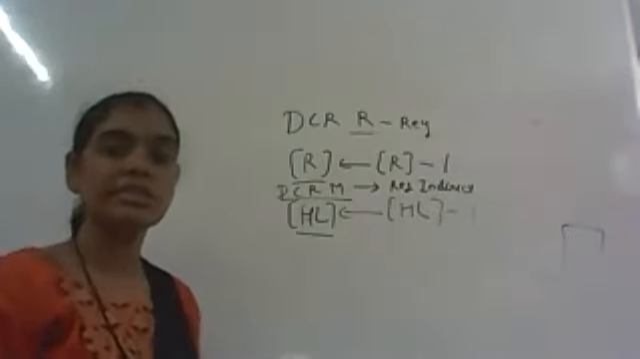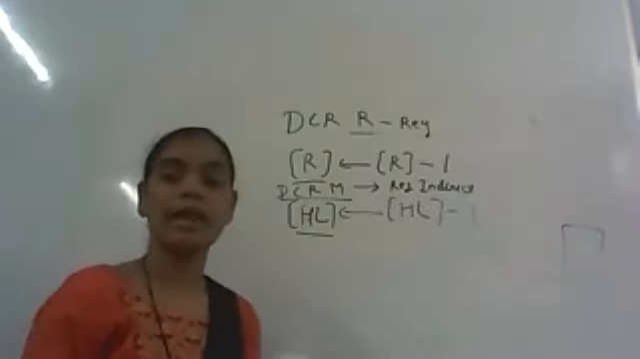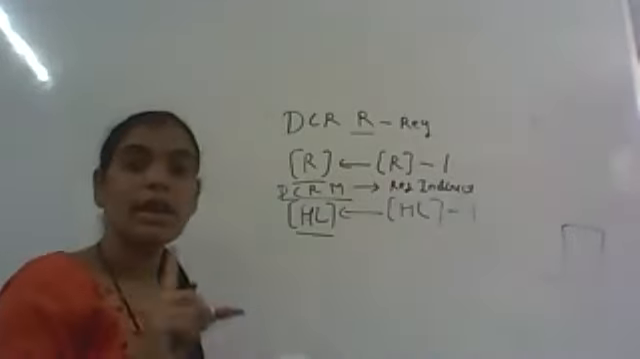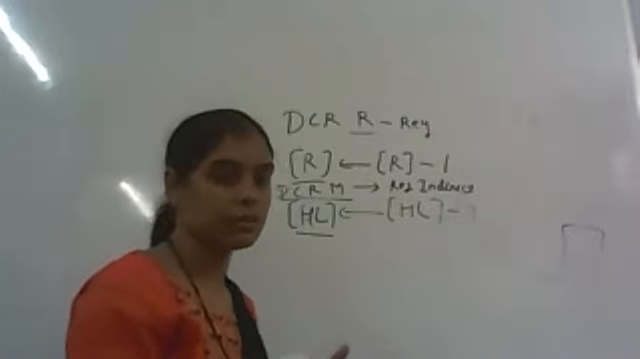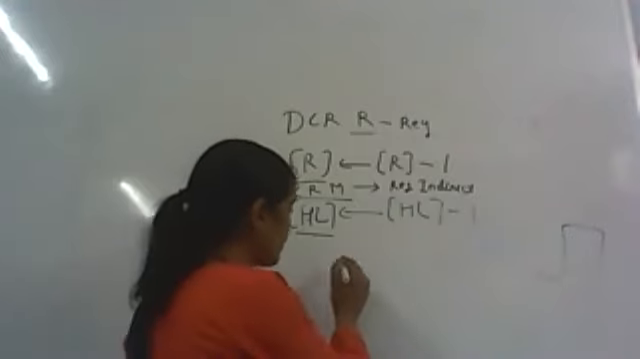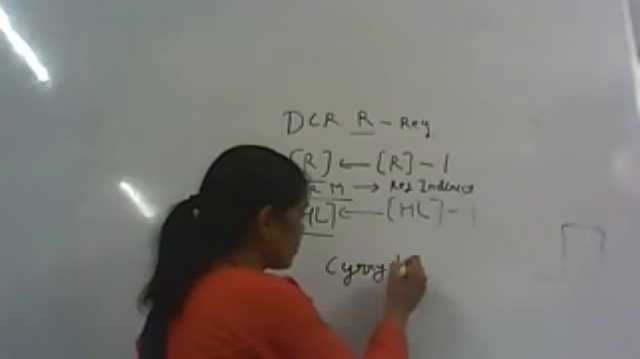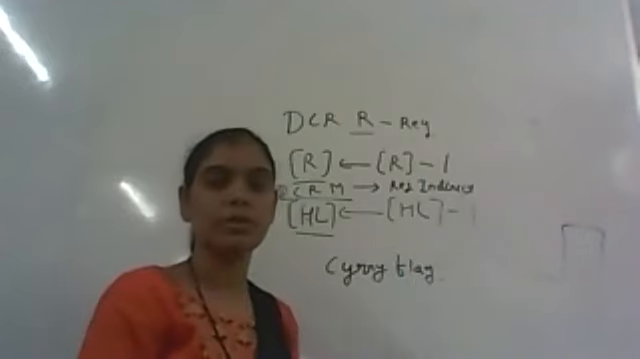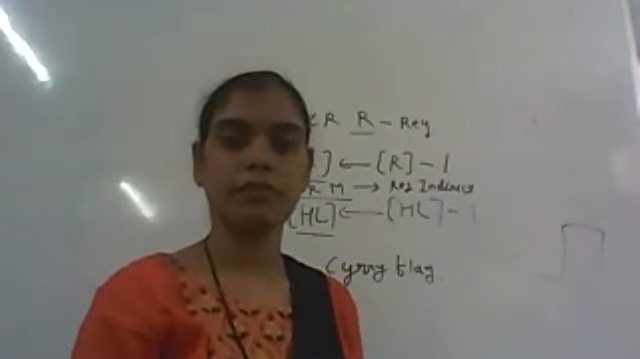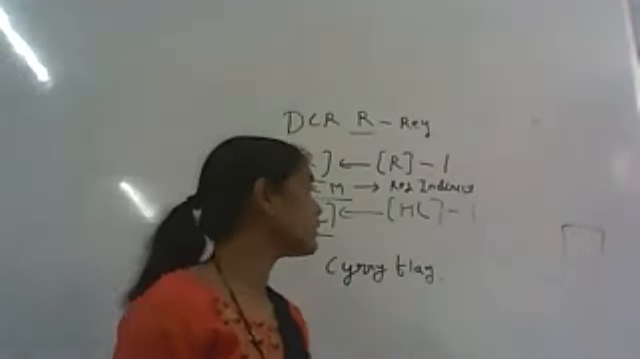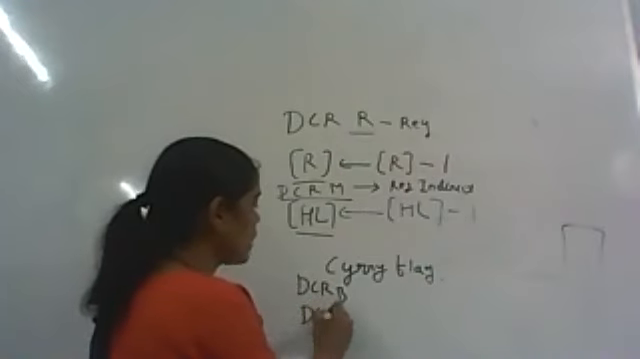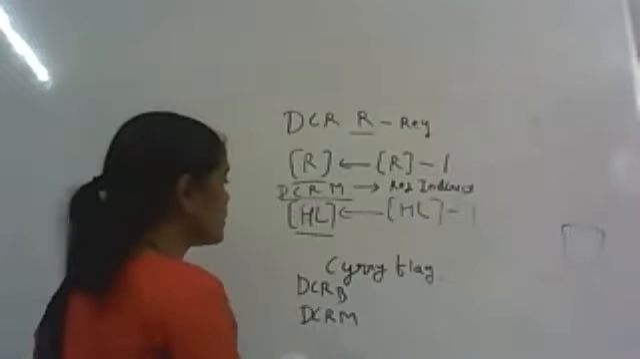In this instruction, all flags are affected except the carry flag. Using this instruction, the carry flag is not affected. Okay, got it? All except the carry flag. Now, next for example, DCR B or DCR M.